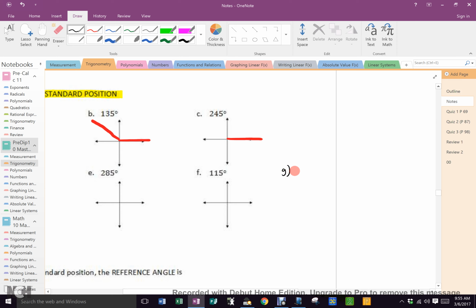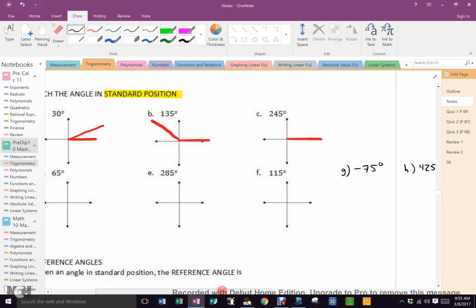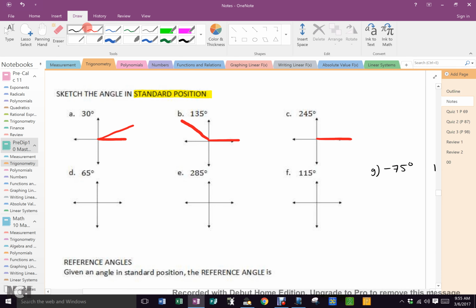I want you to draw one of negative 75 degrees. And I want you to draw what you think 425 degrees would look like. I have not shown you either of them. I want to see if you understand this concept. But do C, D, E, and F first.